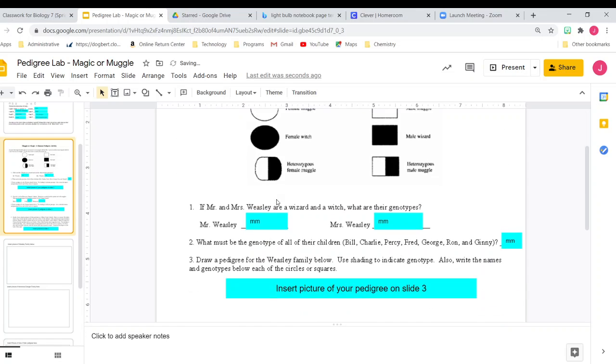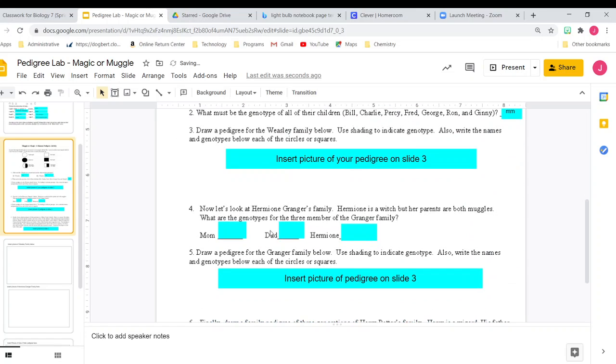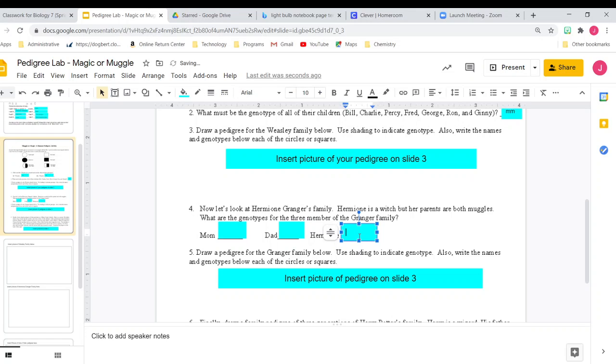All right, so that is the Weasley family. Number 4 is you're going to talk about Hermione, and Hermione is a girl. And she is actually a witch. She has magical powers. So her genotype is lowercase m, lowercase m. But her mom and dad do not. So Hermione is a witch, but her parents are both Muggles.